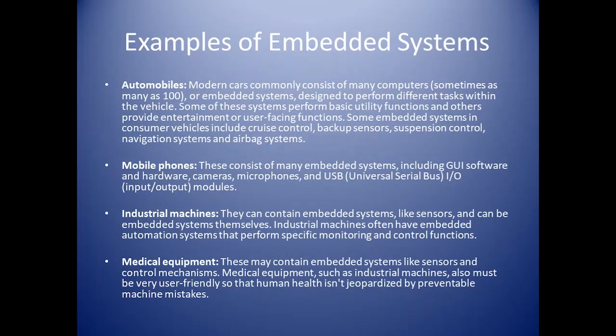Some examples of embedded systems, as I said, one is automobiles, where you want to convert them to electric vehicles. Even mobile phones consist of many embedded systems that include cameras and microphones. Industrial machines are also being automated nowadays, for monitoring and specific tasks. Even medical equipment consists of sensors and control mechanisms, and that will make the job of doctors and nurses much easier.